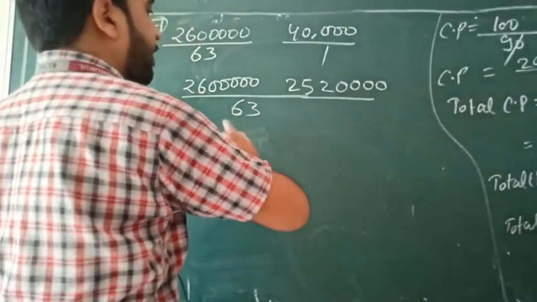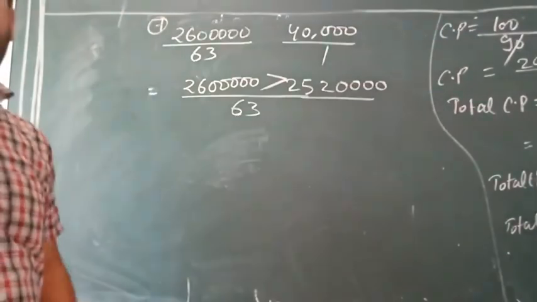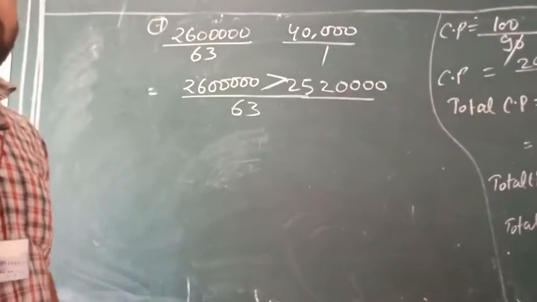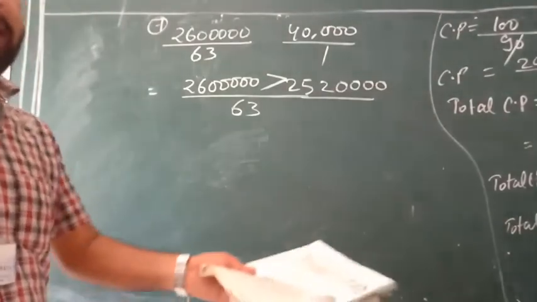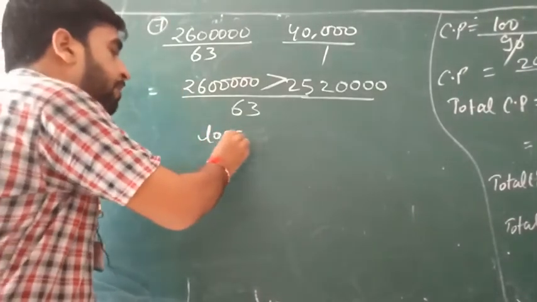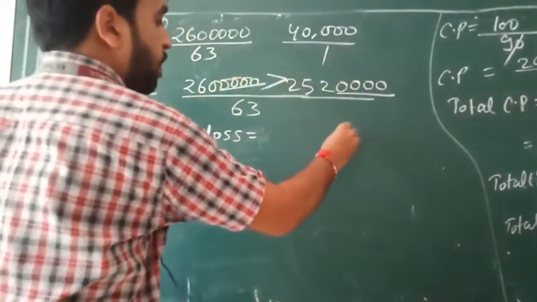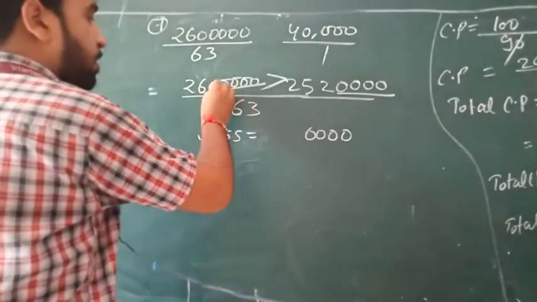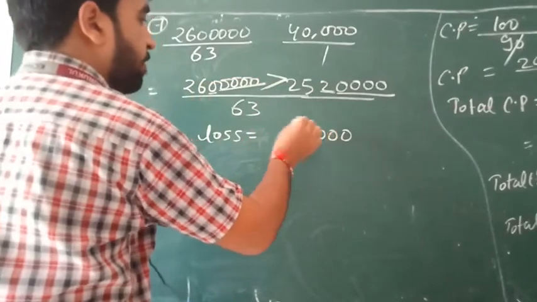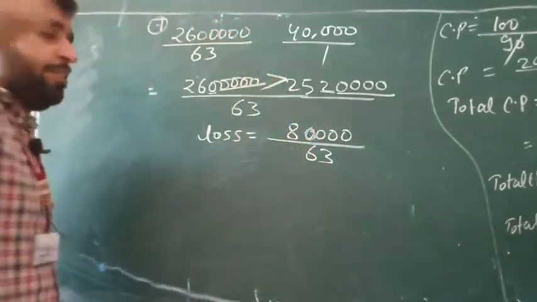Now which number is greater? Obviously this is greater. What was it? This was CP. When CP is greater than SP, then is it profit or loss? We are purchasing at a higher amount, selling at a lesser amount. There is obviously a loss. So how much loss is there? Just subtract this number. 4 zeros are safe. So 1, 2, 3, 4. Then 10 minus 2, 8. Then 5 minus 5, 0. So this will be the loss, 80,000 divided by 63. This is the loss.